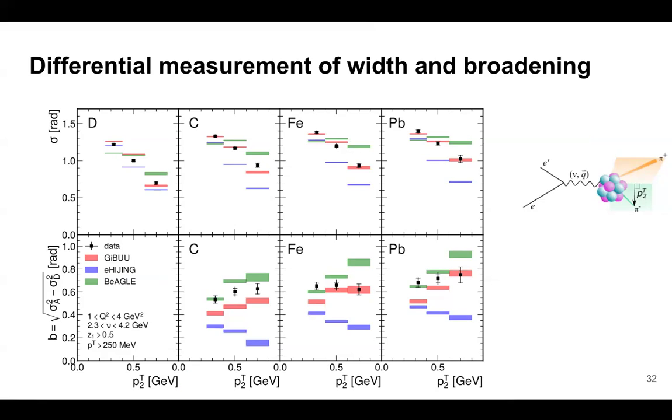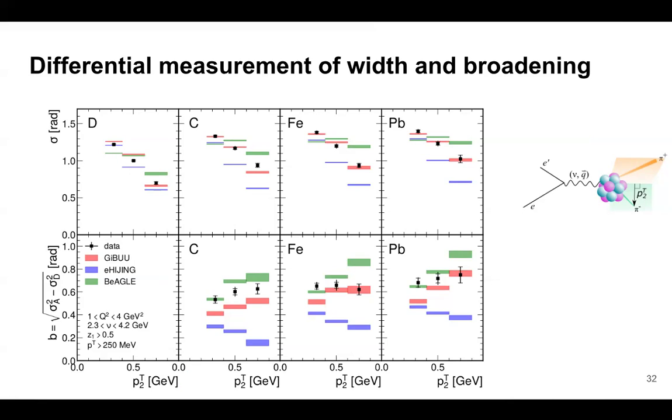discriminate between the models. You can see this is the width of the cross sections, and this is the difference between the widths in the nuclear case with respect to the proton or deuterium case. Some models are predicting an increase with PT, others a slightly weaker increase, and another is predicting a decrease. And obviously the data is not favoring the blue one, which is the e-hydrogen case.